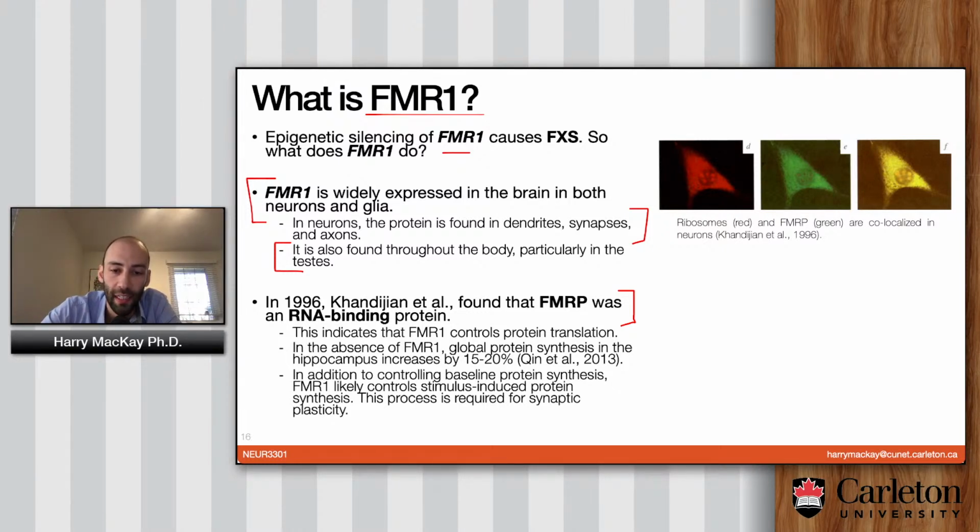So in 2013, Chin et al. found that if you knock out FMR1 in mice or in cell cultures, the rate of global protein synthesis increases in the hippocampus by between 15 and 20%. So that's a considerable amount of extra protein being made in the brain that's not normally ordered.